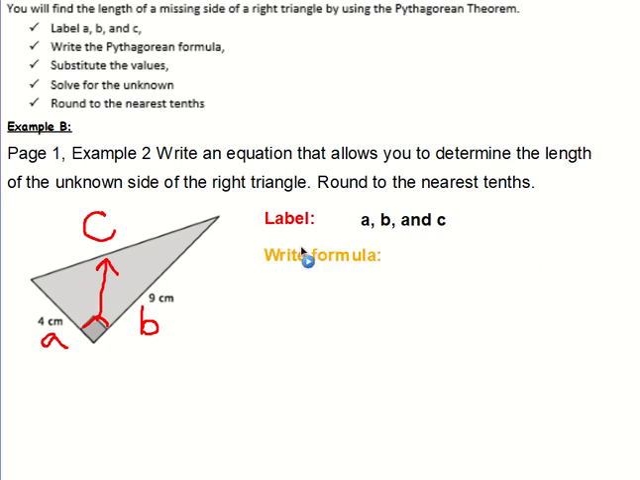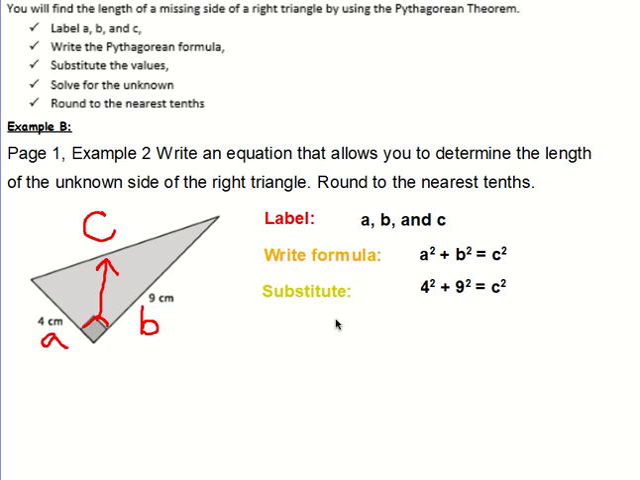We're going to write the formula down for the Pythagorean Theorem. A squared plus B squared equals C squared. Next, we're going to substitute our values. We're going to substitute 4 in for A and 9 in for B. So I'm going to write 4 squared plus 9 squared equals C squared.